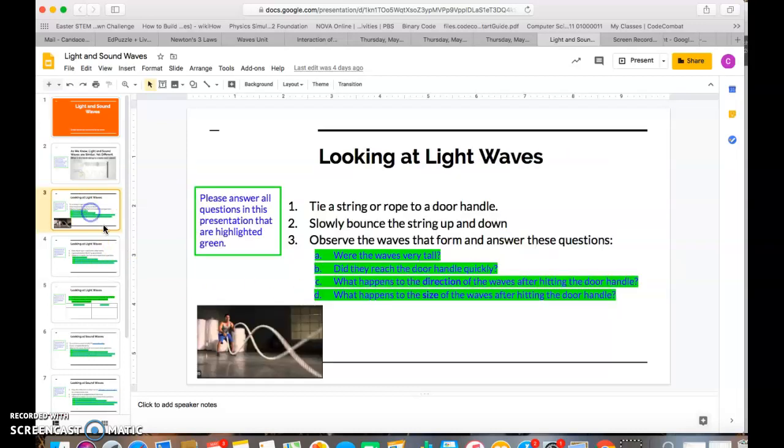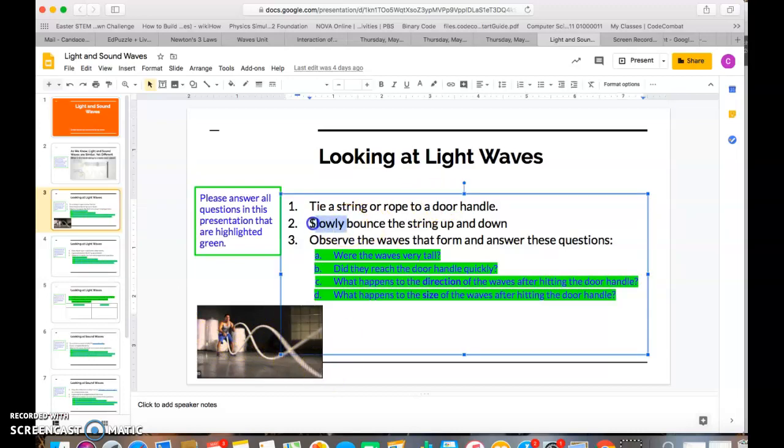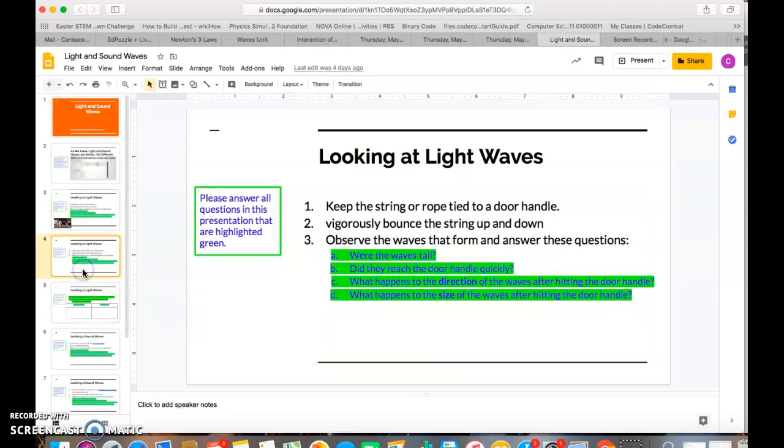And so amplitude in sound waves looks a lot different than amplitude in light waves. So the reason you were supposed to use the string for one, and the first time you were supposed to use the string, you were supposed to slowly bounce it and just talk about, were the waves tall? Did they reach the door handle quickly? Did they bounce back? Hey, I know most of you are assuming it's supposed to bounce back, but if yours didn't, just tell me what your waves did, because this is science, and I want to hear what you observed, and that's okay.